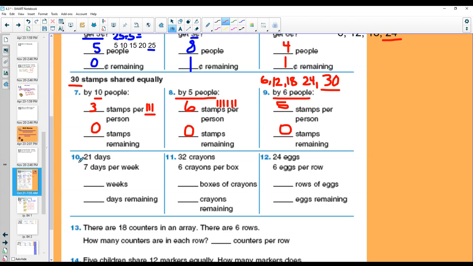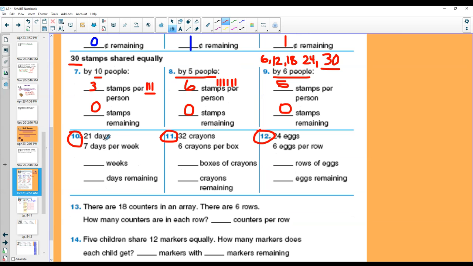Third graders, challenge yourself. Try number 10, 11, and 12 on your own and see if you can get the answer. Really, we're doing 21 divided by 7. So here, you're going to count by 7s until you get to 21. Here, you're going to count by 6s until you get to close to 32 or exactly to 32. Here, you're going to count by 6s until you get to 24. Please pause the video here and try these. Grow your brain. All right, here I go.